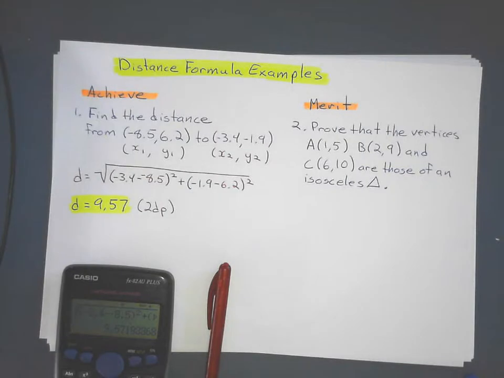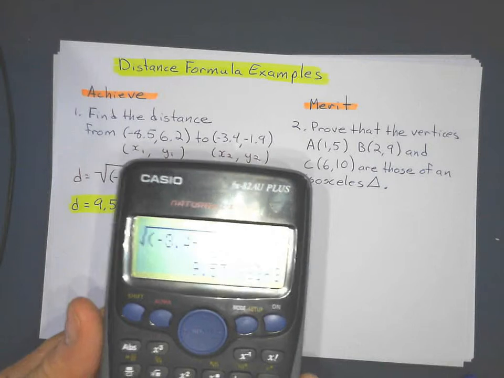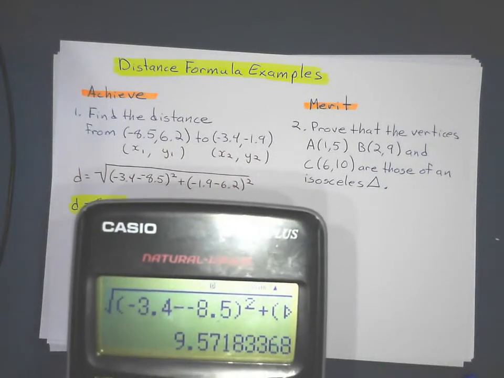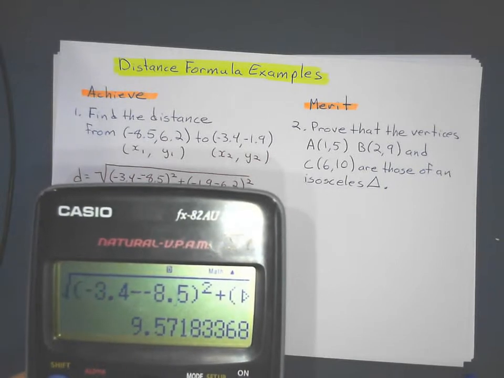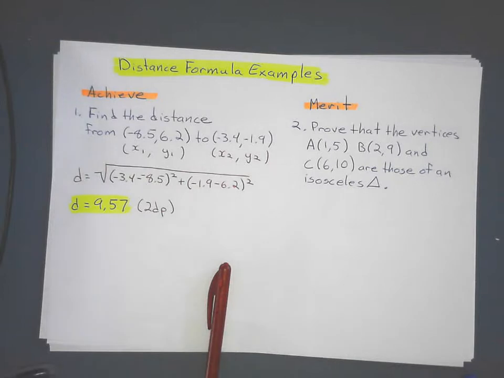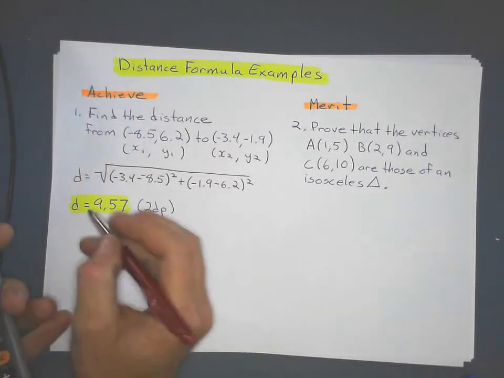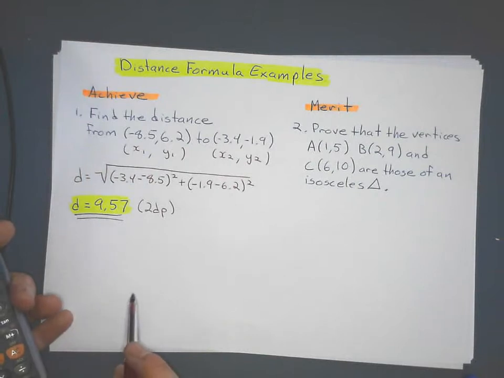So we're back, and if you inputted it correctly on the new calculator, you know that, like I said, it extends the square root sign. We get 9.7183368 something, and units are left out of it for today. And if it's rounded correctly, we should get 9.57.